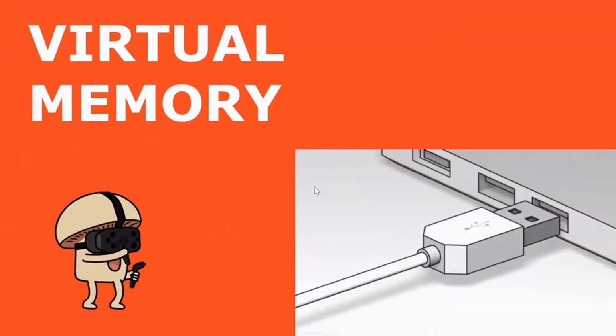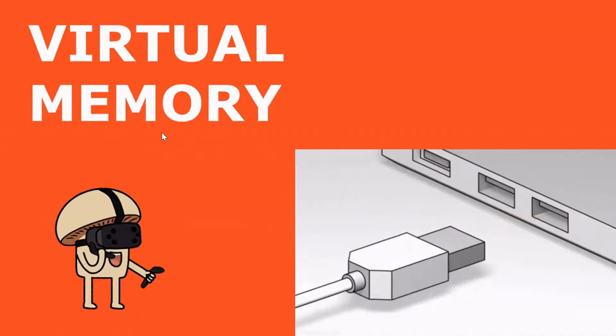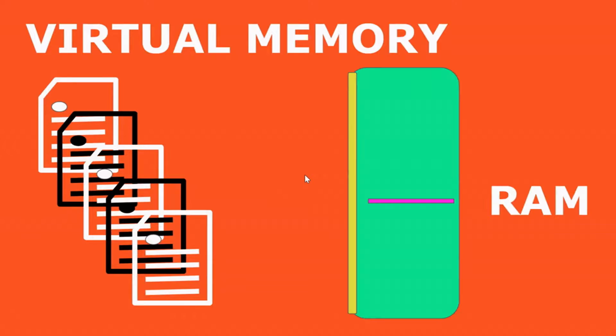Now let's see the last functionality of the operating system, which is virtual memory. Let's say you have a process which has a size even larger than your RAM. Then how will you allocate the memory to this process? Obviously it's not possible to allocate the memory required by this process. So how will the operating system help us in executing this process?